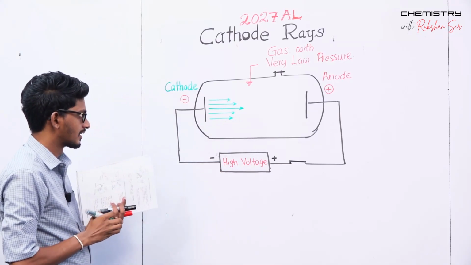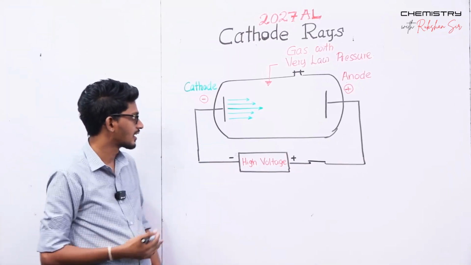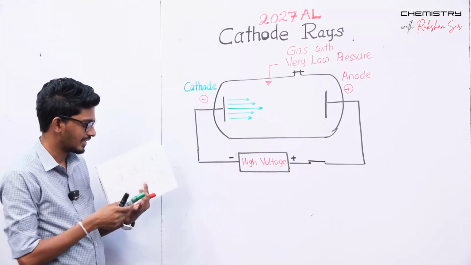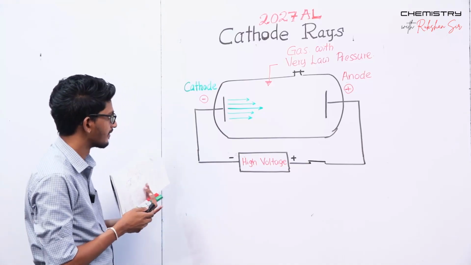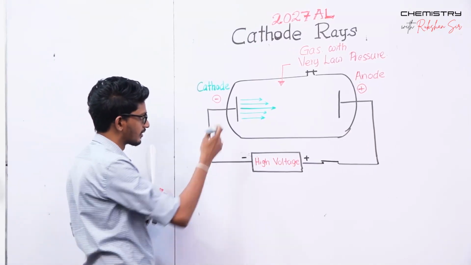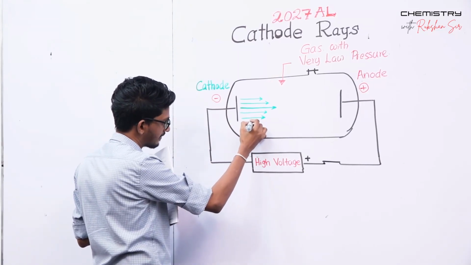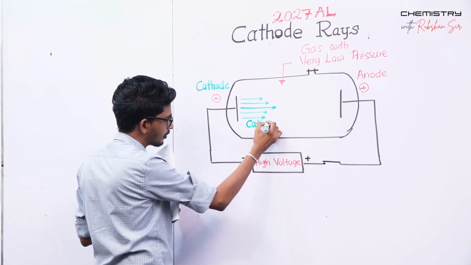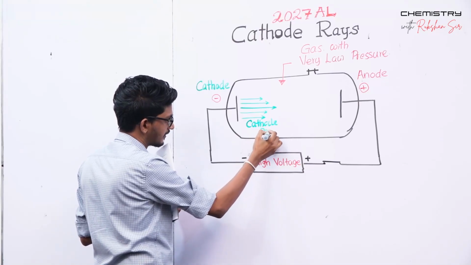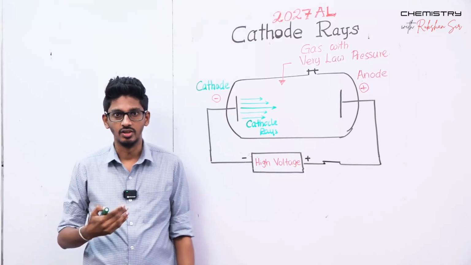Because they saw these rays starting from the cathode, they named these rays cathode rays. So those are the cathode rays. That was also mentioned in your video.